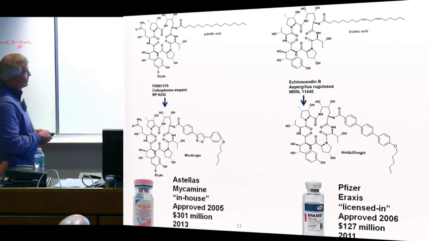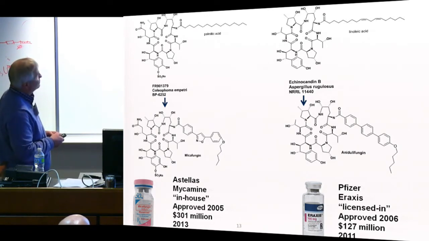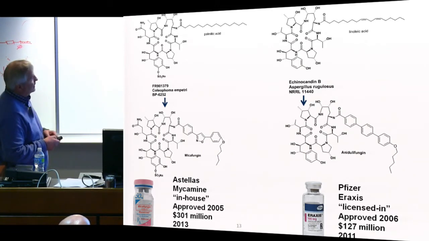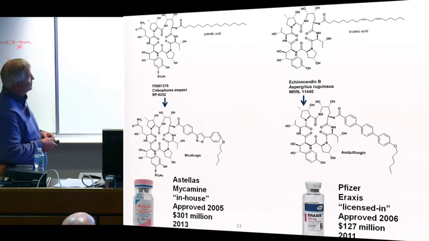So here's what they replaced. You all certainly know these. Palmitic acid was cleaved off here, and they put the synthetic side chain on here to generate micafungin at Astellas. And the same with Echinocandin B. The side chain was replaced with this synthetic side chain here to produce anidulafungin. All right.